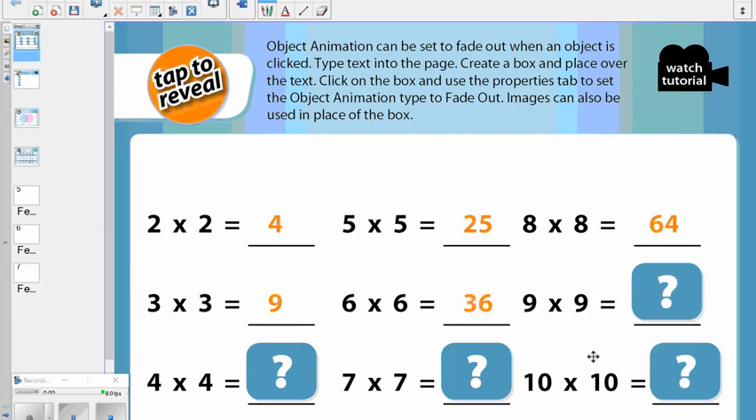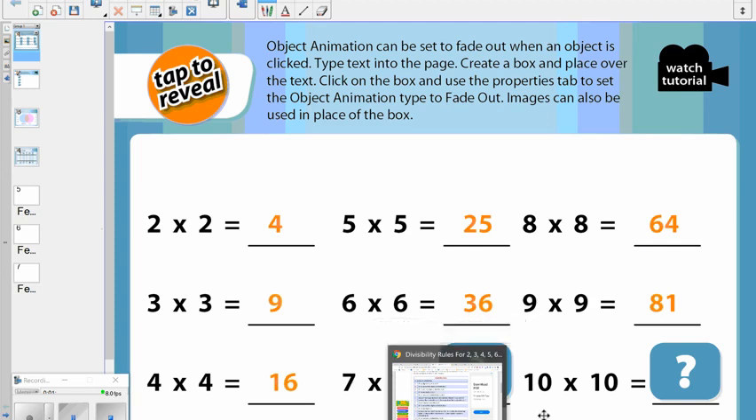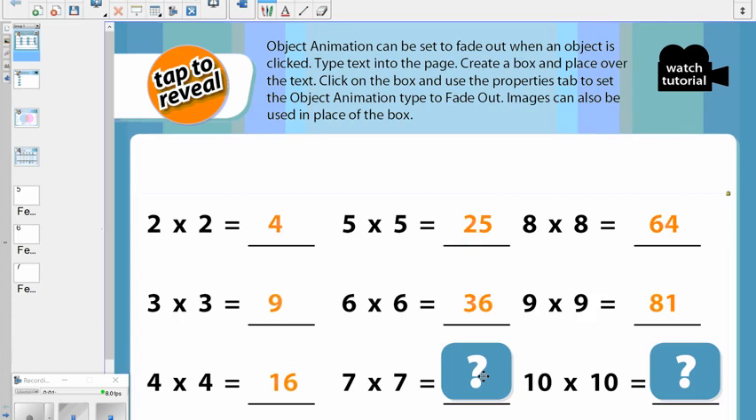36. 9 times 9. 81. 4 times 4. 16. 7 times 7. 49. And 10 times 10. 100. All right, nice work.